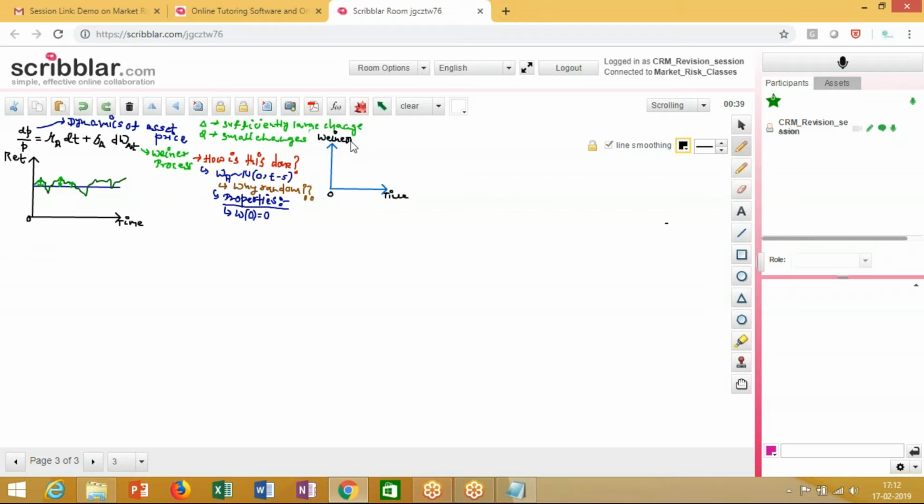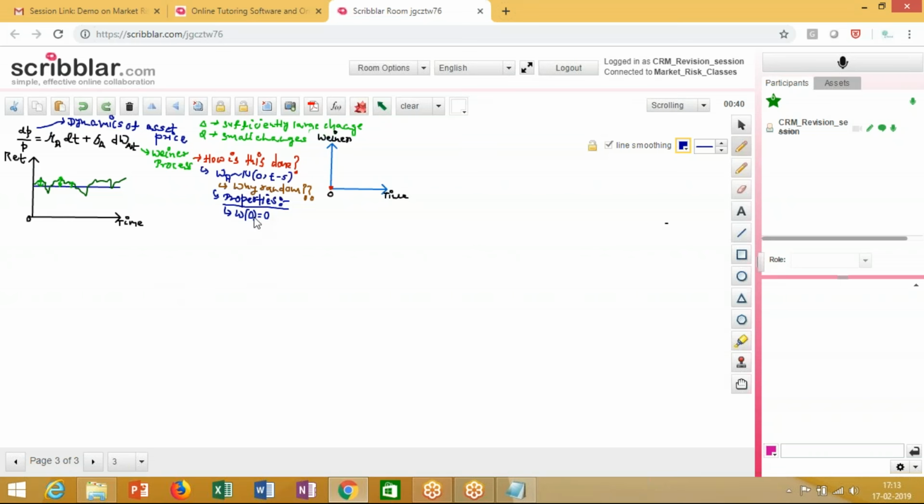Now what we are saying over here is that at time 0, the Wiener variable has the value 0. So that's W0 is 0. So it starts from the origin. That's the first property. Now the next property says that every increment that happens over an interval of time.